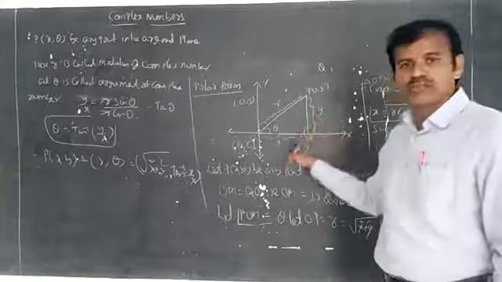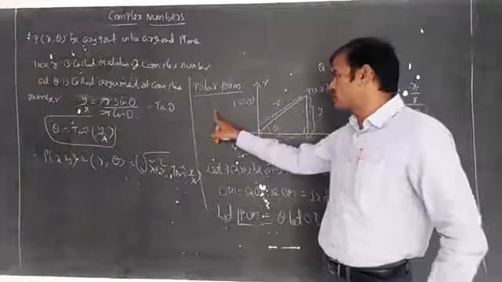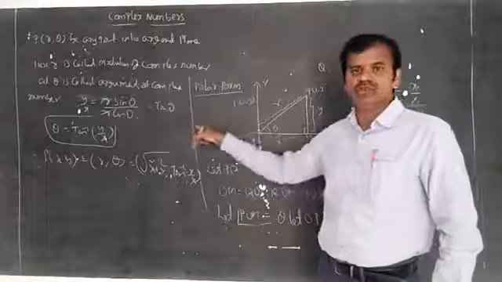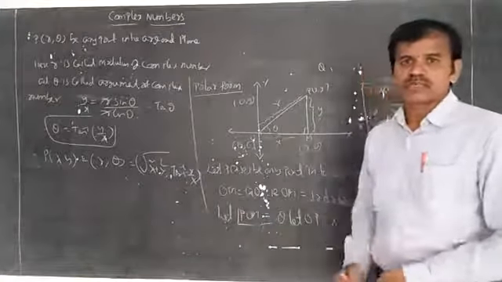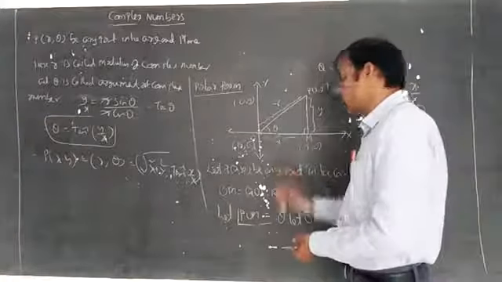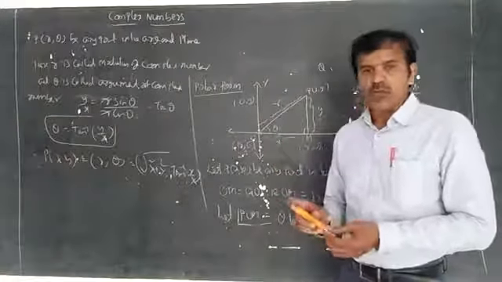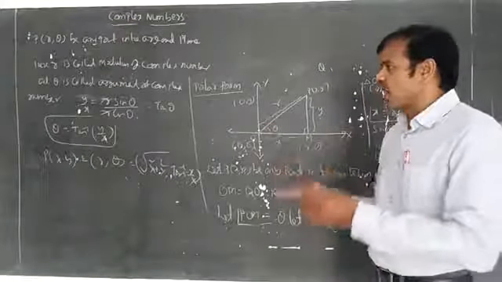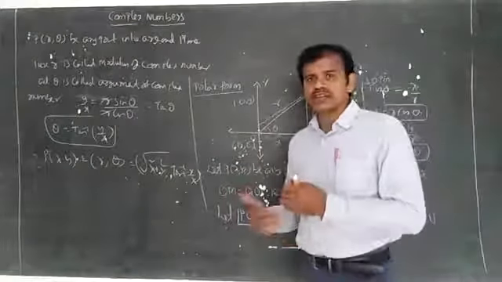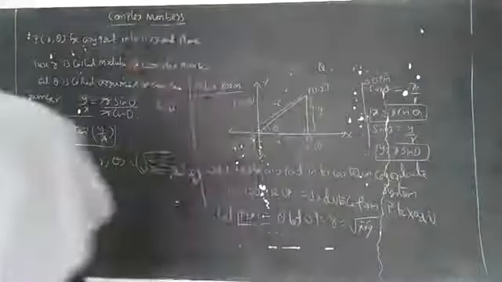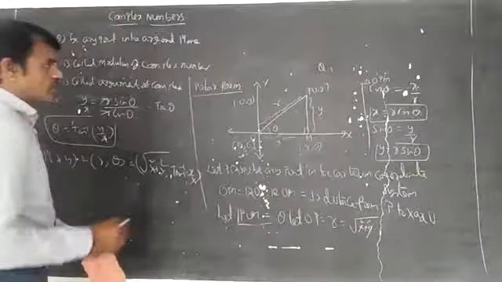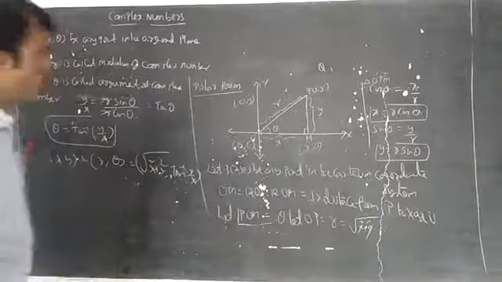In Q1 this is positive and positive. In Q2 y is positive and x is negative, so tan inverse of y by minus x. In the third quadrant, tan inverse of y by x because minus y by minus x. In the fourth quadrant it is tan inverse of minus y by x. So the angle will change, negative or positive, like that. So let us discuss Q2 and Q3 later. Later we can say about the modulus amplitude form or polar form.